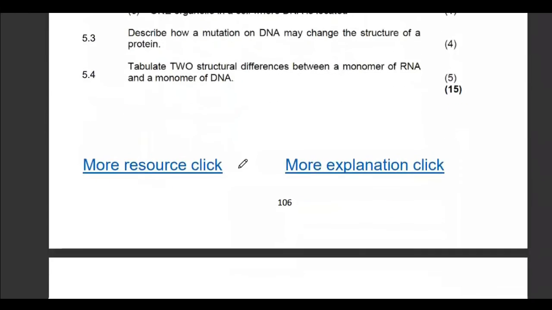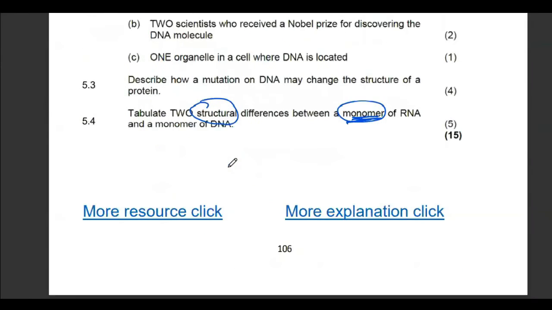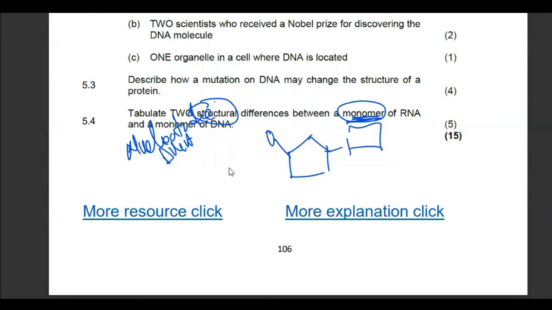Table 2, structure difference. Now, the major point here is structure, the word is structure, between the monomer, and they are talking about the monomer of DNA and RNA. So if you look at the monomer, they are looking at the nucleotide of DNA and the nucleotide of RNA. So you only look at the structure, which is the nucleotide, which is made up of a phosphate, a sugar, and then the nitrogenous base. So there are only two differences here you can look at.